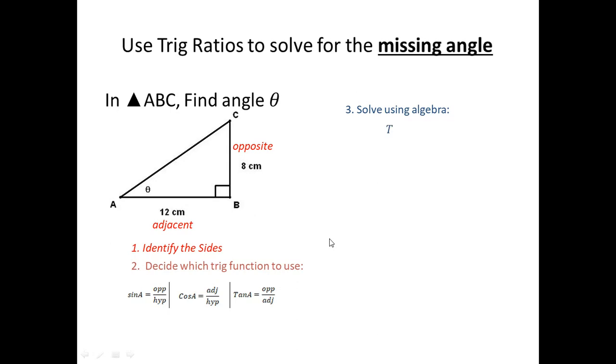So we're going to solve now using algebra. We rewrite the equation: tan A is equal to opposite over adjacent. Now I can substitute in my values. I know that the opposite is 8, adjacent is 12, and our working angle is not given. Instead, I'm going to substitute theta in there.